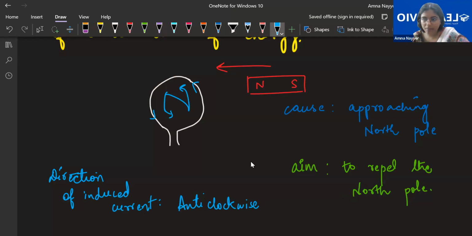Got it? Yes, ma'am. So this is what Lenz's law is, that the induced current's direction will be in such a manner that it opposes the cause that produces it. If it is coming, it will repel.